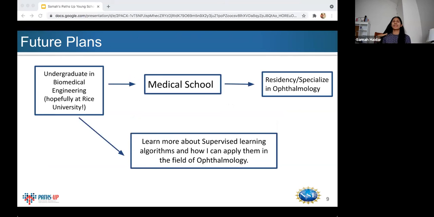Finally, my future plans. So I have the plan of getting an undergraduate in biomedical engineering, hopefully at Rice University, my dream school, followed by medical school and then residency and specialization in ophthalmology. In this entire period, I want to learn more about supervised learning algorithms and how I can apply them in ophthalmology. During this program, I worked on unsupervised learning algorithms, and I want to see how supervised learning algorithms could have different forms of accuracy and see how I can apply that in the ophthalmology field as well.